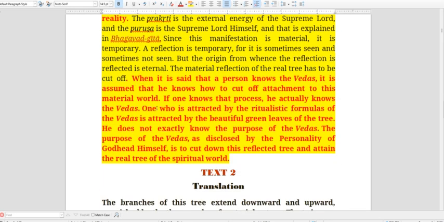When it is said that a person knows the tree, it is assumed that he knows how to cut the attachment. Okay, interesting point. If somebody is trained in Vedas, he knows how to cut this attachment and achieve liberation. If one knows the process, there are various processes, he actually knows the Vedas.